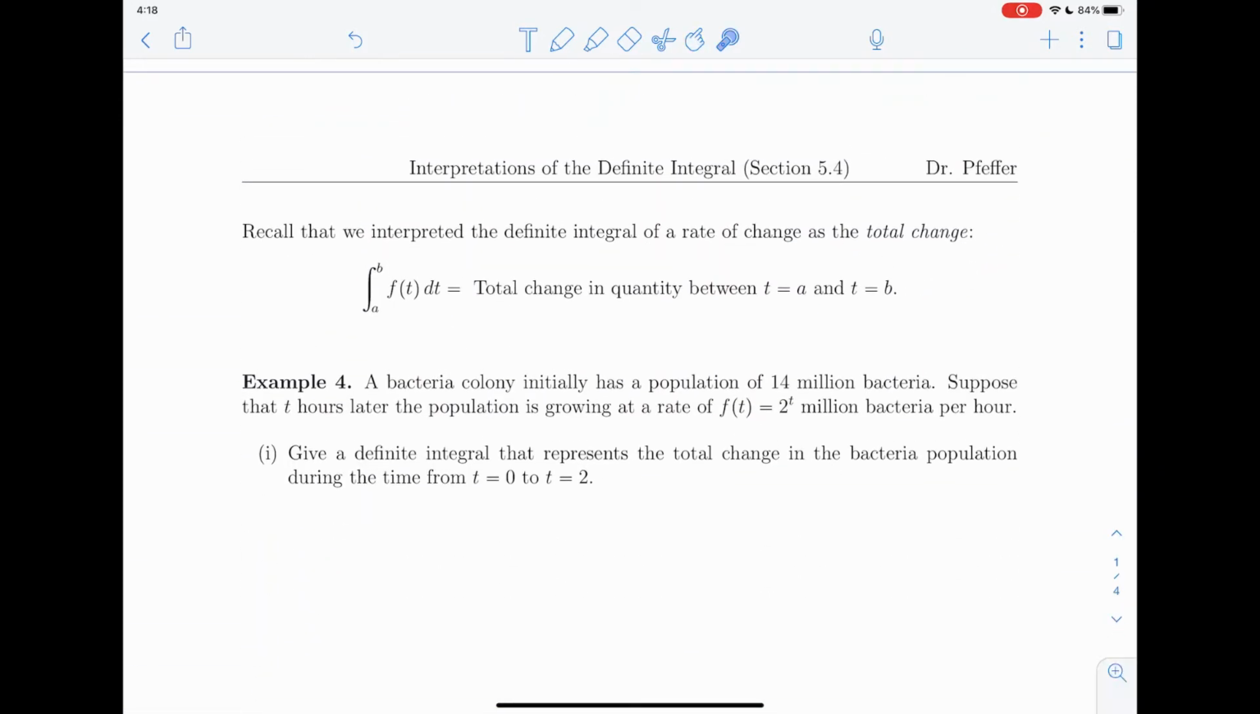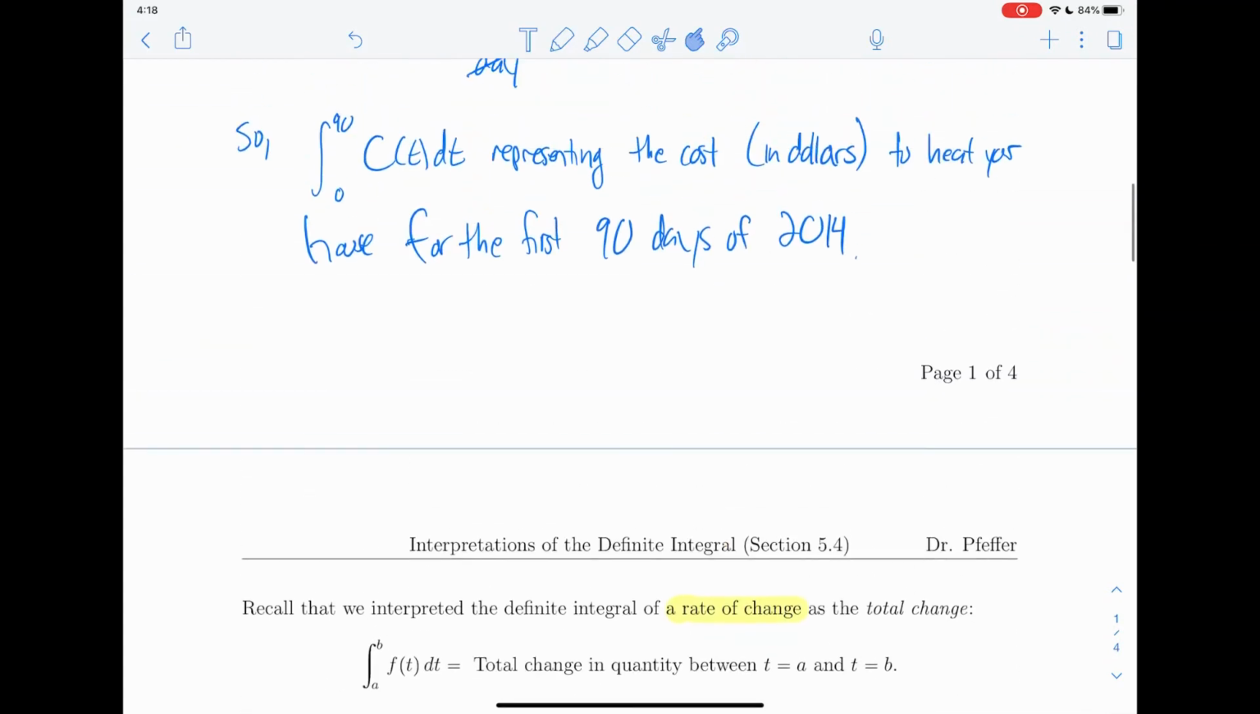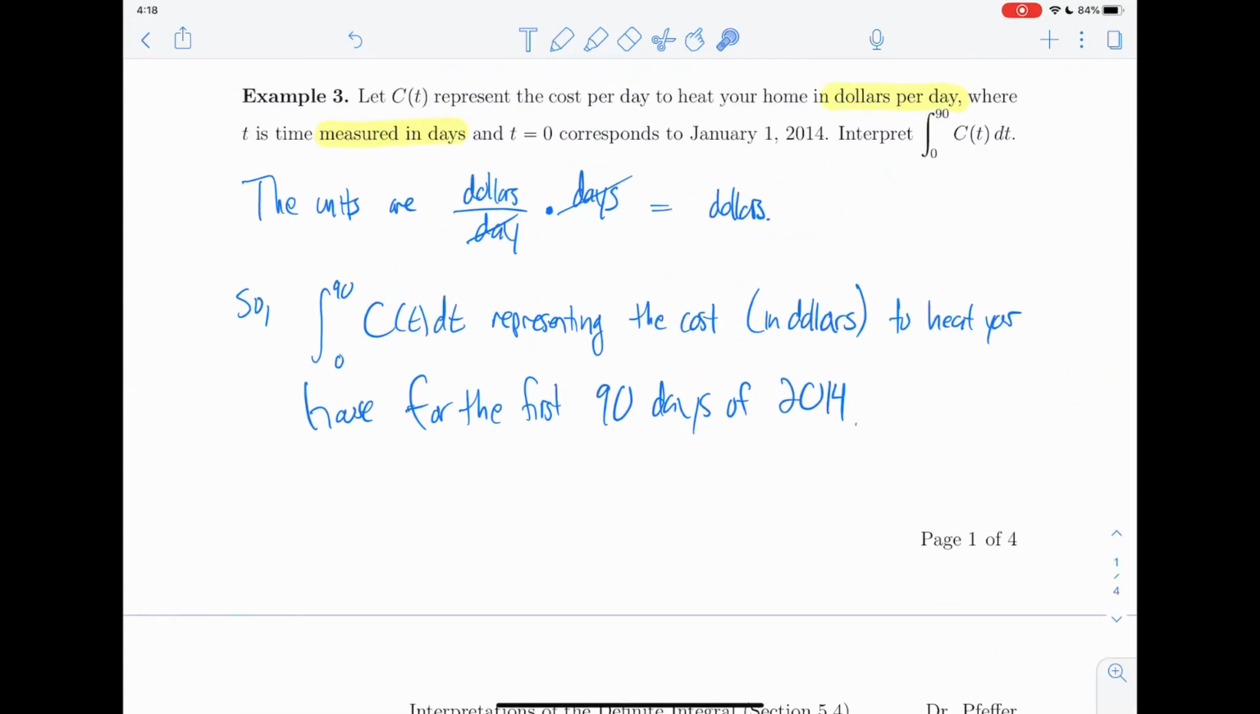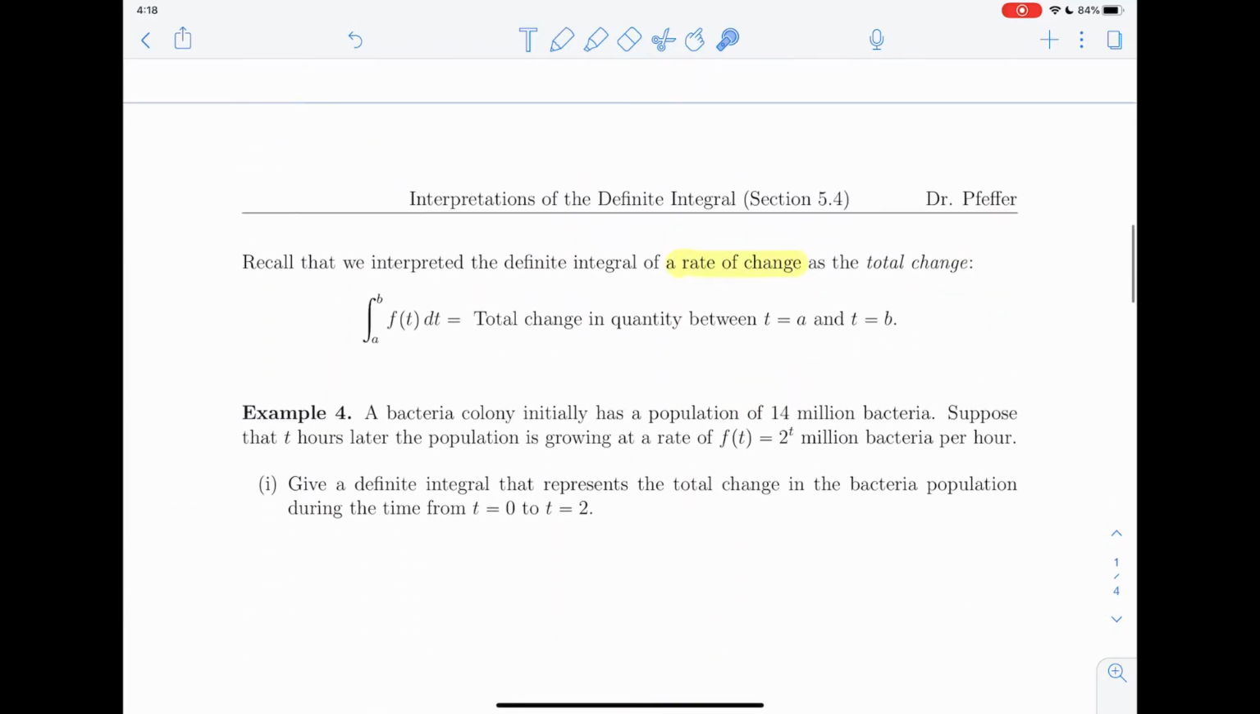We said that the definite integral from a to b, if f is representing a rate of change, then this integral is representing total change in the quantity between a and b. This is eerily reminiscent of the example we just did here. Here, c of t was representing a rate, and therefore this definite integral was representing a total change in cost for the first 90 days. That's exactly what we have here.